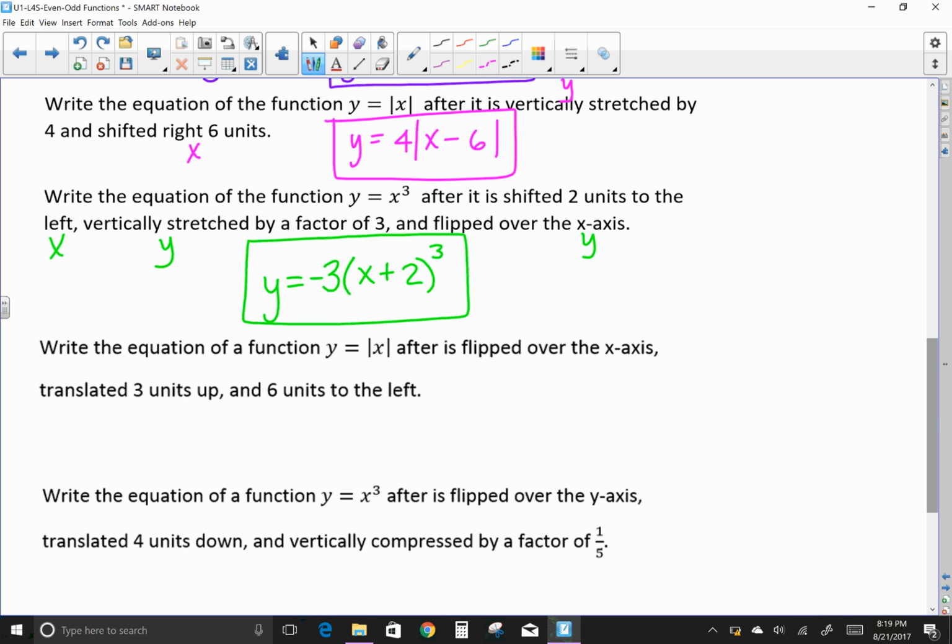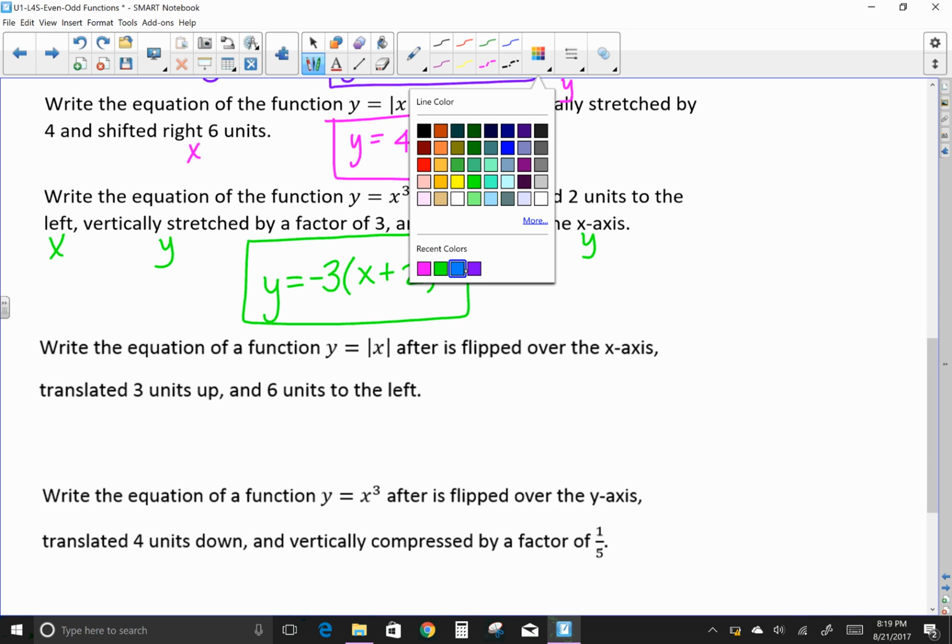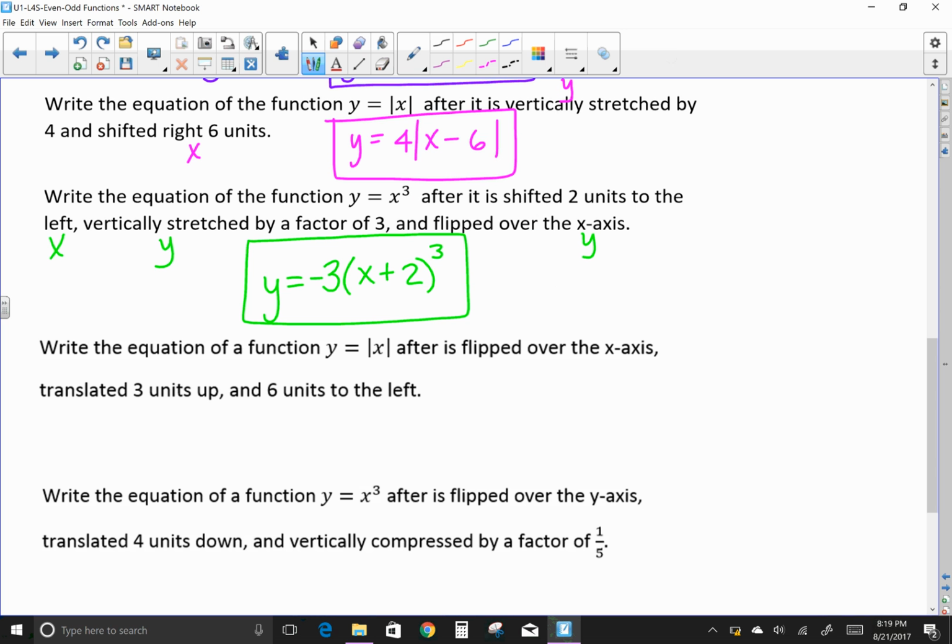Okay. Write the equation of the function y equals the absolute value of x after it is flipped over the x-axis. So are y'all telling me the x-axis affects the y? Translated 3 units up affects the y. 6 units to the left affects the x. So y equals, flipped over. When you flip something, you get a negative sign.